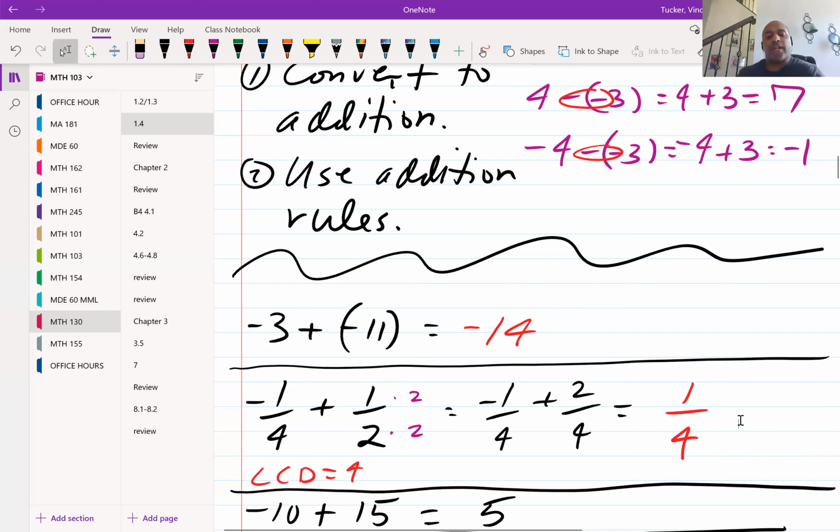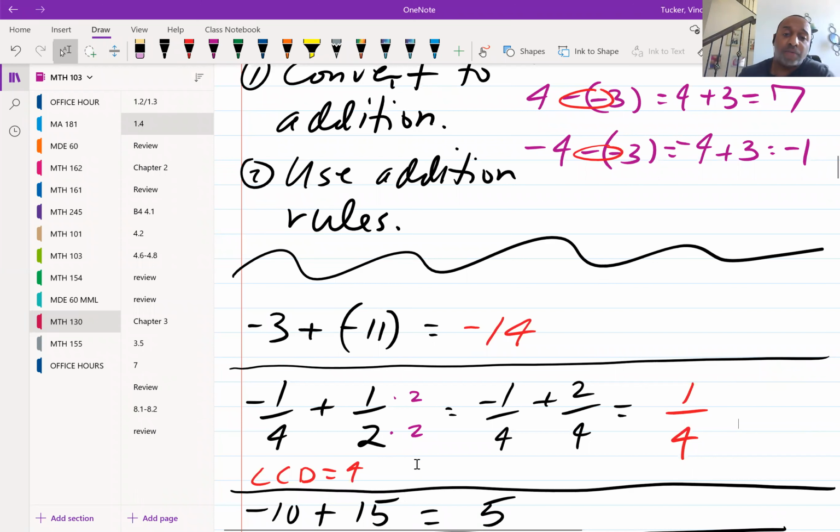The next one, we have negative 1/4 plus 1/2. So don't forget, whenever you want to add or subtract fractions, you need a common denominator. Our common denominator here is going to be 4 because we have 4 and 2. So I don't have to mess with that first fraction. But the second fraction, I need to turn 2 into a 4. So I multiply it times 2. And if you do that to the bottom, you have to do it to the top. So that's what I did right here.